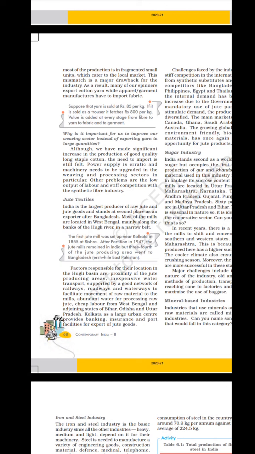This industry is seasonal in nature, so it is ideally suited to the cooperative sector. Can you explain why this is so? In recent years, there is a tendency for the mills to shift and concentrate in the southern and western states, especially in Maharashtra. This is because the cane production here has a higher sucrose content. The cooler climate also ensures a longer crushing season. Moreover, the cooperatives are more successful in these states.